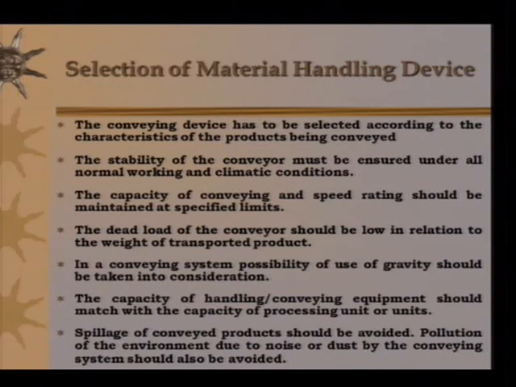The capacity of conveying and speed rating should be maintained at specified limits. The dead load of the conveyor should be low in relation to the weight of the transported product. In a conveying system, the possibility of use of gravity should be taken into consideration. The capacity of the handling and conveying equipment should match the capacity of the processing unit or units. Spillage of conveyed products should be avoided. Pollution of the environment due to noise or dust by the conveying system should also be avoided.